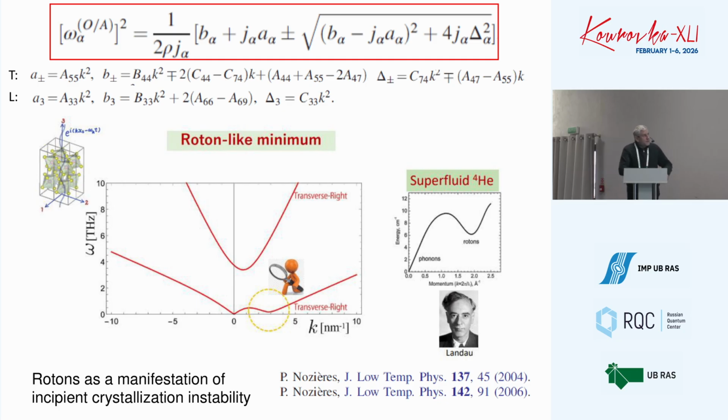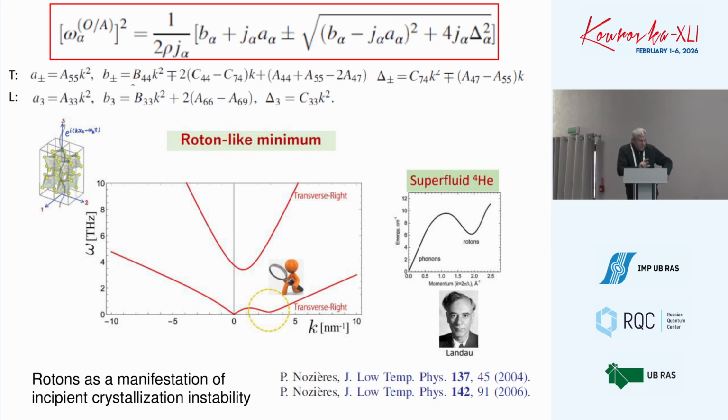Explicit expression for the excitation branches can be derived explicitly, and to our surprise, it was found out that this spectrum totally coincides with that obtained for superfluid helium in the series of papers by Nozières. And also Nozières introduced, without any explanation, some gapful branch, which hybridizes with gapless acoustic excitations, which results in the formation of the roton minimum.